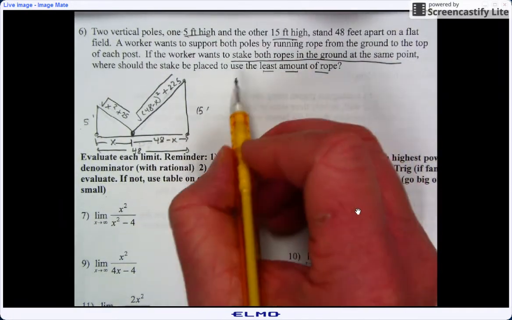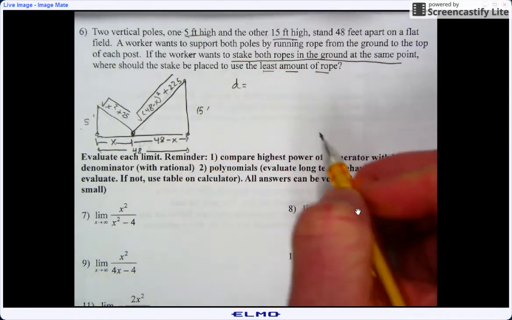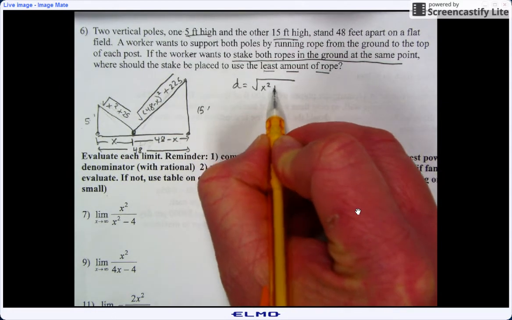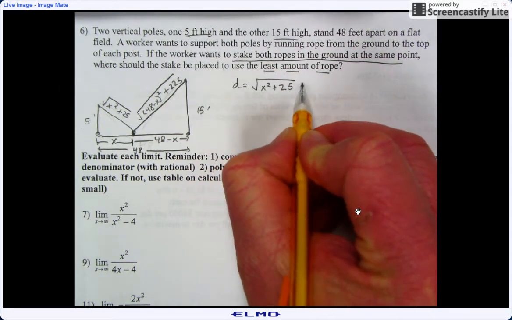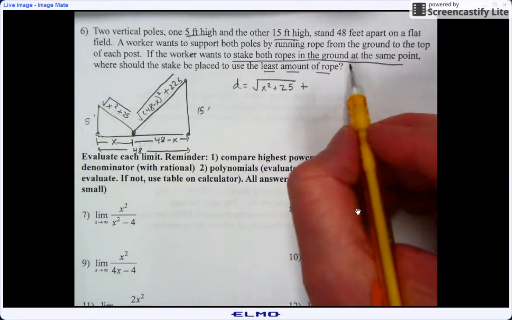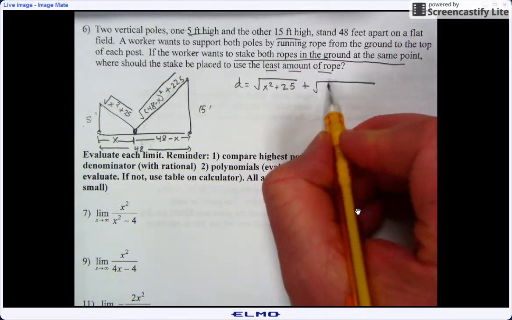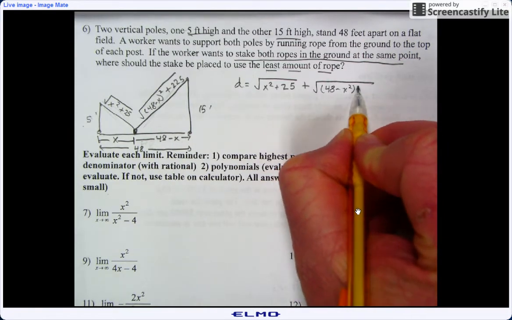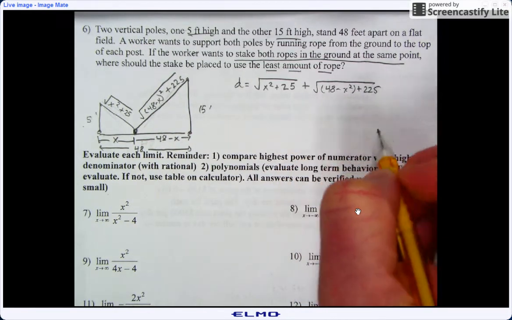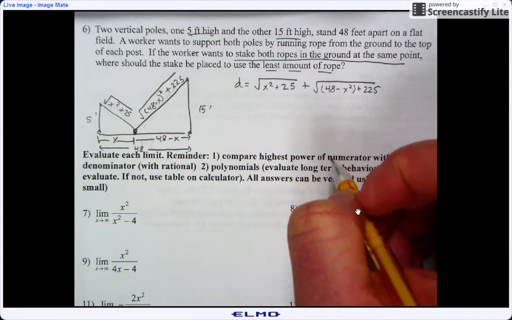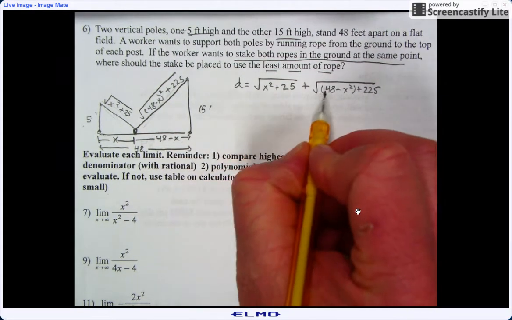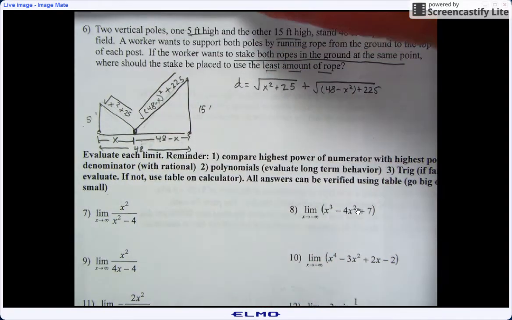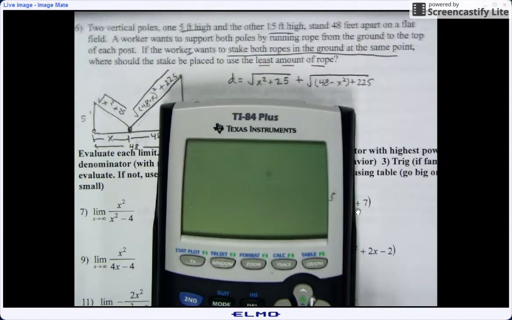Okay, so our distance is what we're going to minimize. So we take the square root of x squared plus 25 plus the square root of (48 minus x) squared plus 225. And you can multiply that out if you want to. We want to find where that derivative is equal to 0. So this is a great time to use your calculator. I do not want to find that derivative really myself.